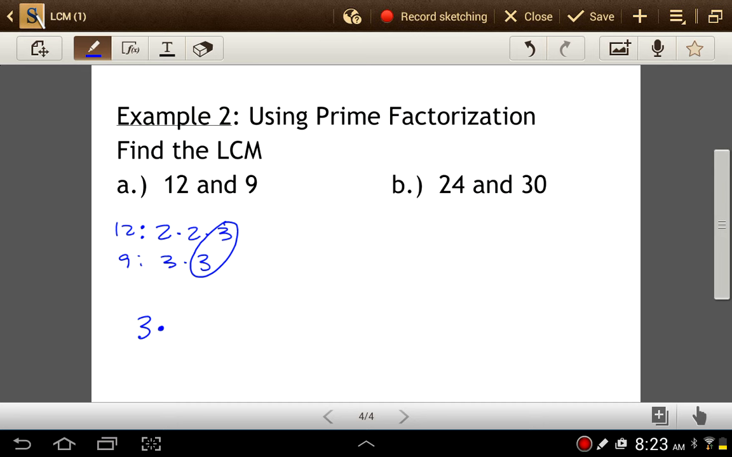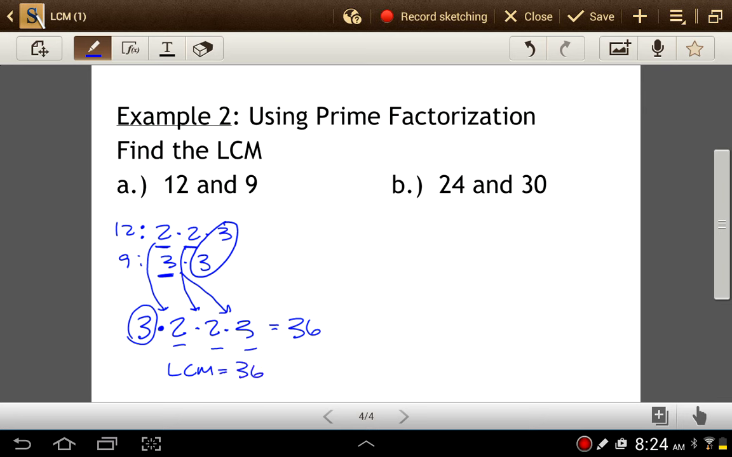Here's the difference. Anything that's left over, I multiply what is left over. They had a 2 left over, they had a second 2 left over, and they had a 3 left over. So it's the numbers you circled multiplied by what is left over. Then you just multiply those. Remember, you can use calculators if you need help, but these aren't too bad. That's 6, 12, 36. So the LCM equals 36. It's the first number that 9 and 12 go into.